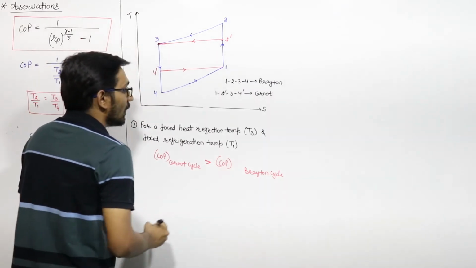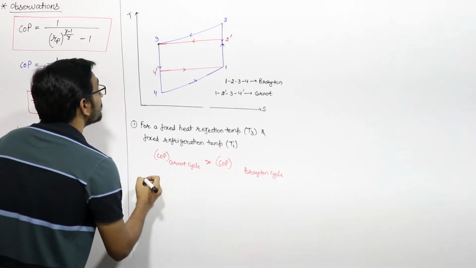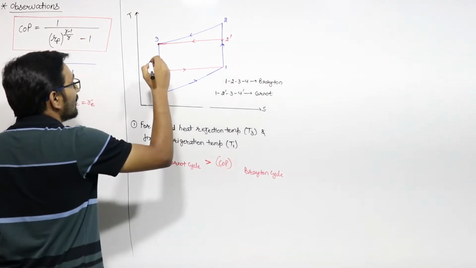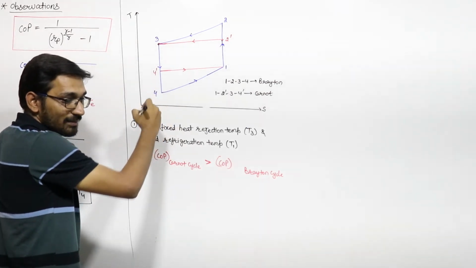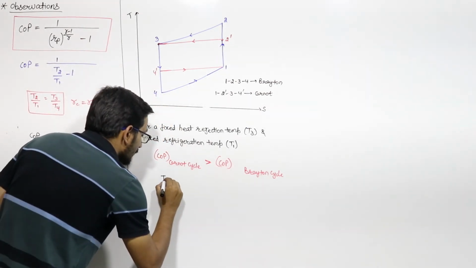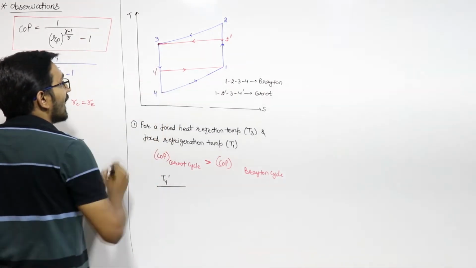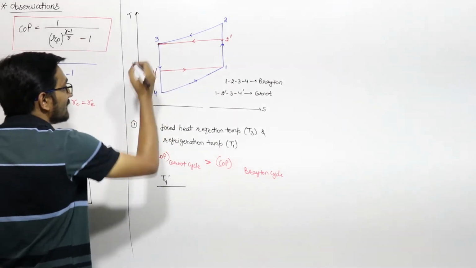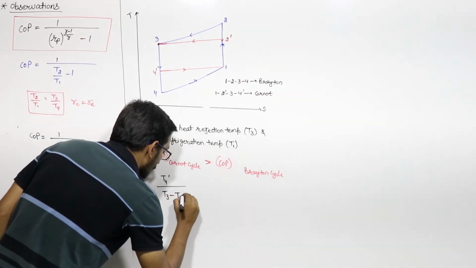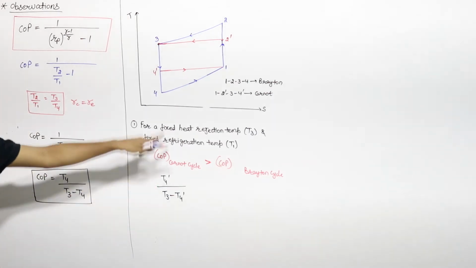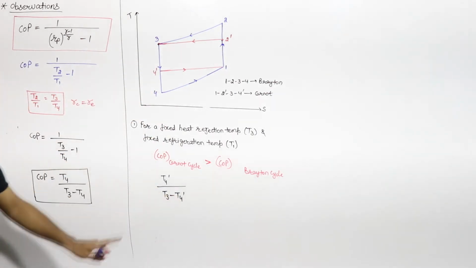So the COP of this Carnot cycle will be equal to, what is the lower temperature? The lower temperature is T4 dash. So this is T4 dash divided by, in this case, the higher temperature is T3, so T3 minus T4 dash. This is the COP of this Carnot cycle: lower temperature upon higher minus lower.